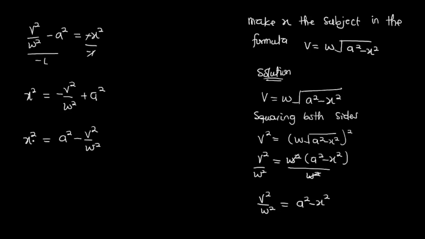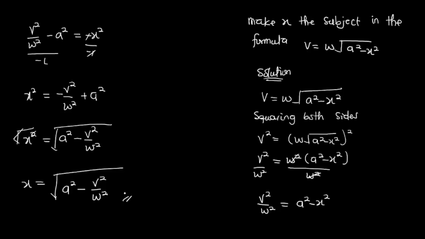Alright, so from here I need to make x stand alone. I can do that by finding the root of this equation. So I bring my root sign here, bring my root sign over here. So this cancels this. So my x as the subject now is equal to the root of a squared minus v squared on w squared.